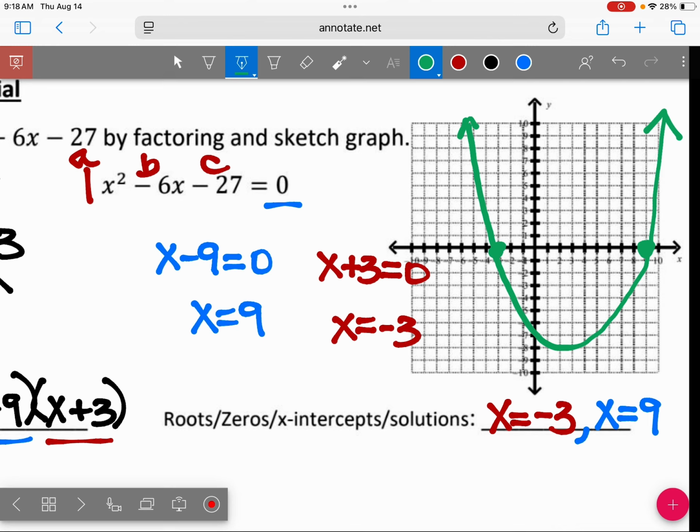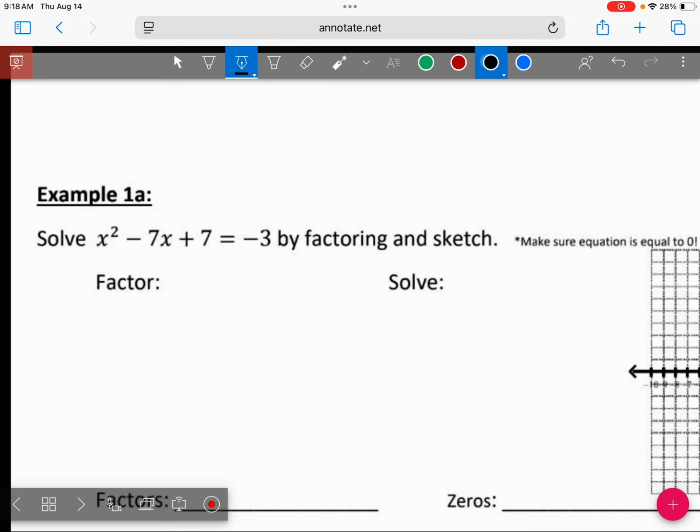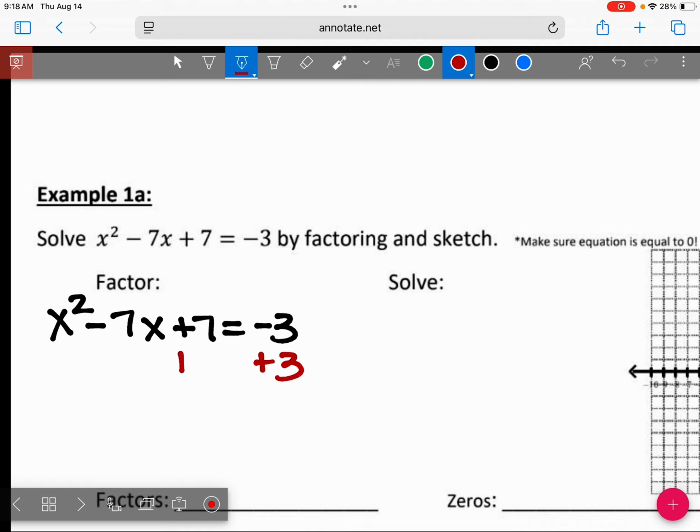All right, let's look at our second example. So now we are at one that's not equal to 0. I'm going to go ahead and write this here. This one is equal to -3, and that's not okay. So what I need to do is get rid of the -3. What's the opposite of -3? +3. Now you can only add it to its friend. They have to be friends, and that would be the 7, because 7 doesn't have an X.